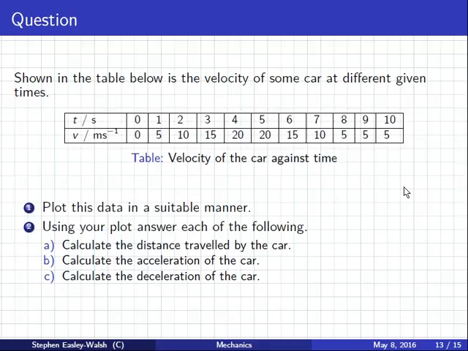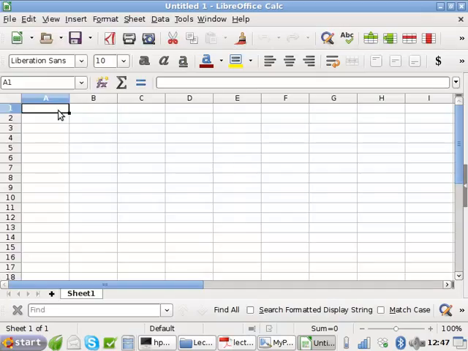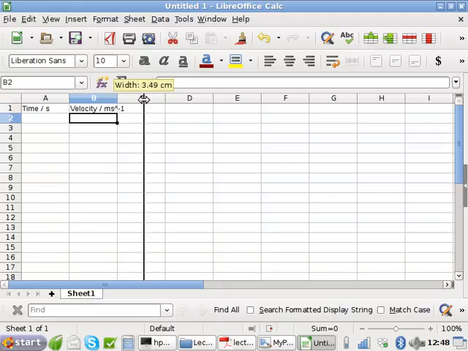So part 1 is draw. Yes, Mahmood? What one are you writing? Number 7. And the last ones are just 5, 5, 5. So we have time and the unit seconds. And we have velocity, and the unit is meters per second. Okay, so let me just copy them down.